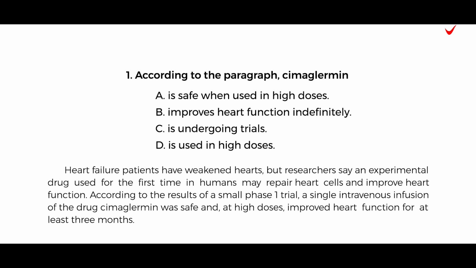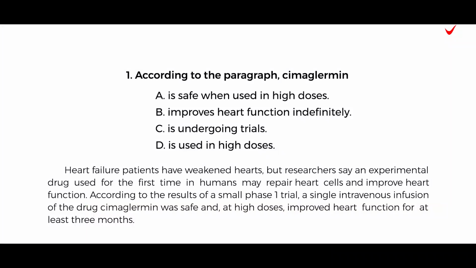Now the third option. According to the paragraph, semaglutide is undergoing trials. Or in other words, you may say is being experimented. Let's go through the paragraph to know if it stands a chance or not. Heart failure patients have weakened hearts, but researchers say an experimental drug used for the first time in humans may repair heart cells and improve heart function. So it is still an experimental drug. So it is still being trialed. So it's undergoing trial. So we can't eliminate option C because it has got a chance there.